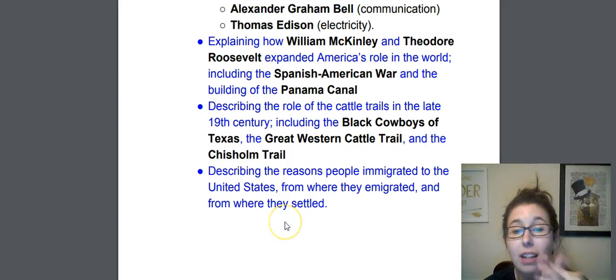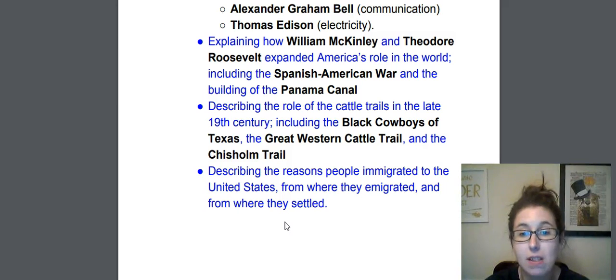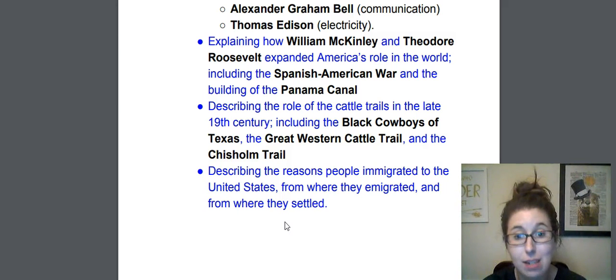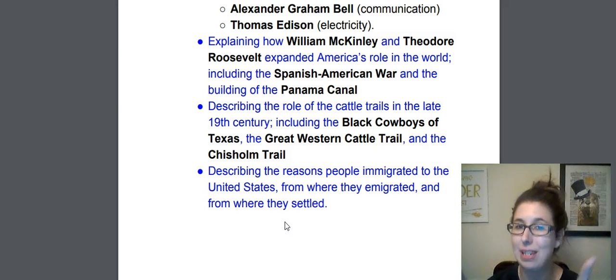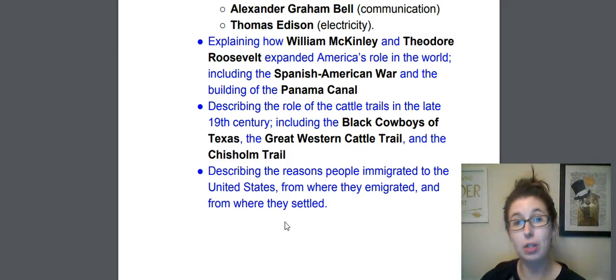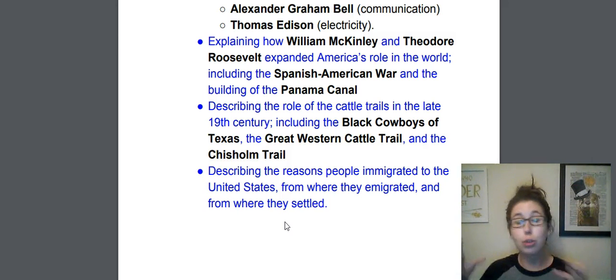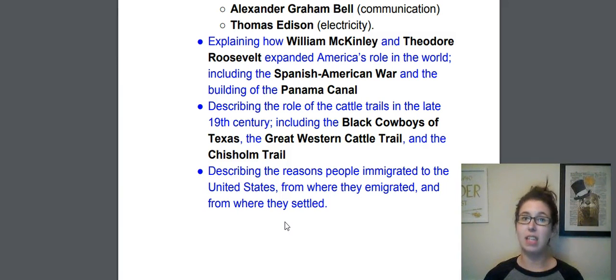But let's see, our very last one says describing the reasons people immigrated to the United States, from where they immigrated. Yes, there's a reason why they're spelled differently. We'll go into that. And from where they settled. This just means we're going to be talking about large groups of people that came to the United States at this time, all the places that they came from, why they came here, and we're going to go into a lot of depth with that as well.